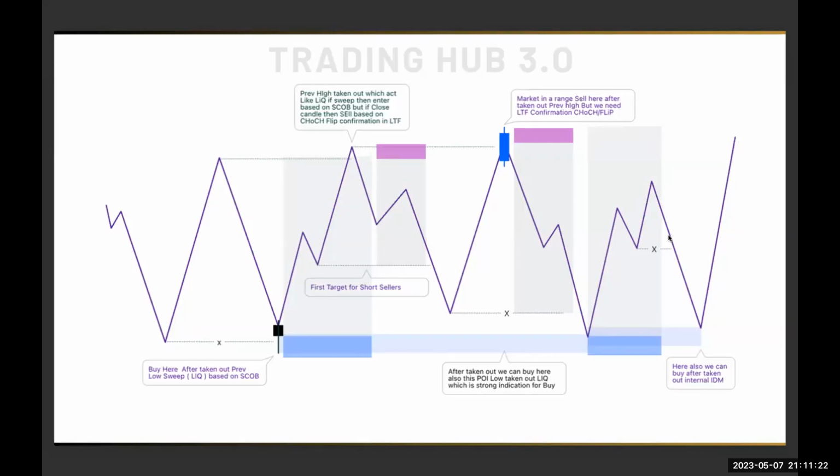Did you say no CHoCH needed when it sweeps the low? Yes, sir. When it sweeps the high or low, the main high or low, then you don't need lower time frame CHoCH or flip or anything. Simply you can buy or sell based on single candle order block, also based on lower time frame 1 minute single candle order block after refinement of the higher time frame SCOB.